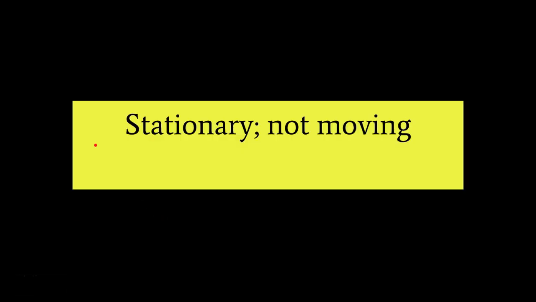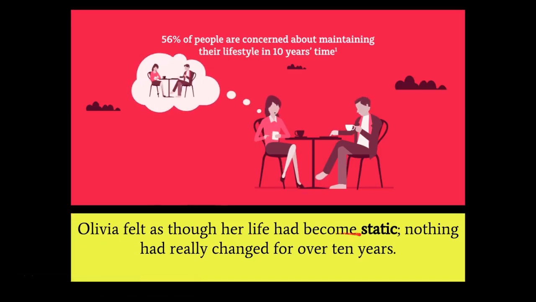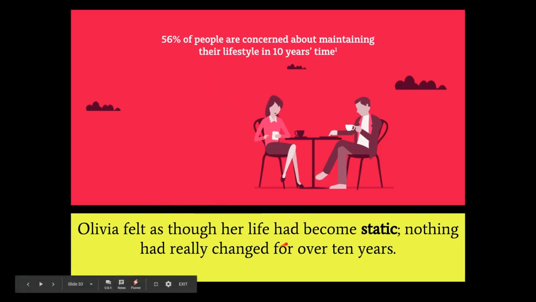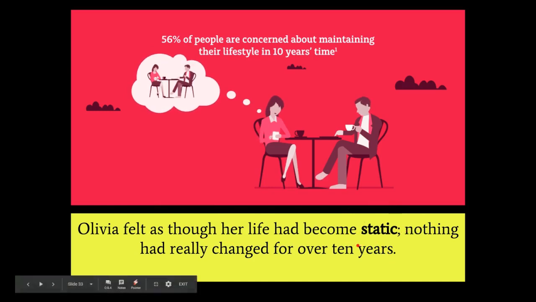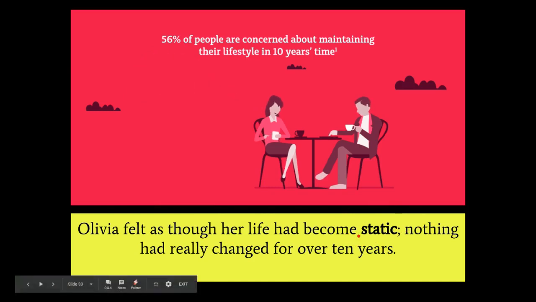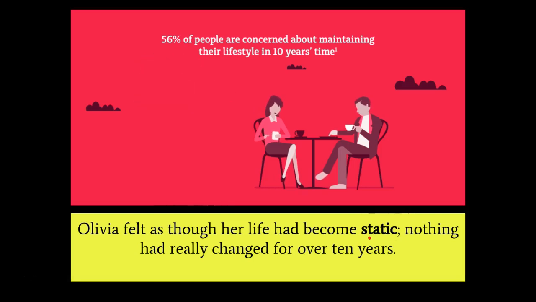All right. So the next word we have is static, which is stationary and not moving. So here we have Olivia felt as though her life had become static. Nothing had really changed for over 10 years. So here we have an adjective that describes something not moving. So we're not talking about static on a television screen. That's not the static we're talking about. This static means not moving, and it can be both literal and figurative.